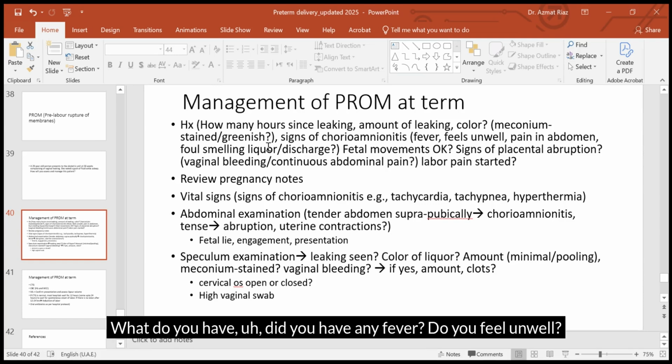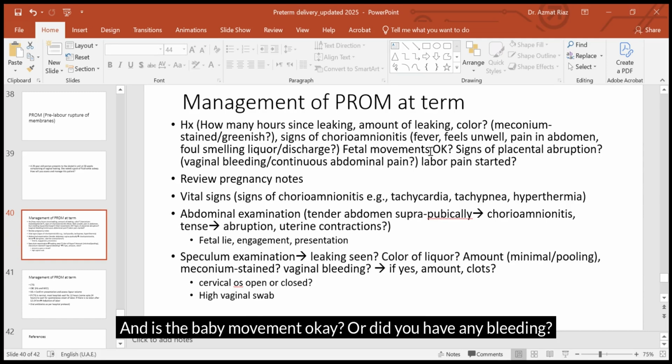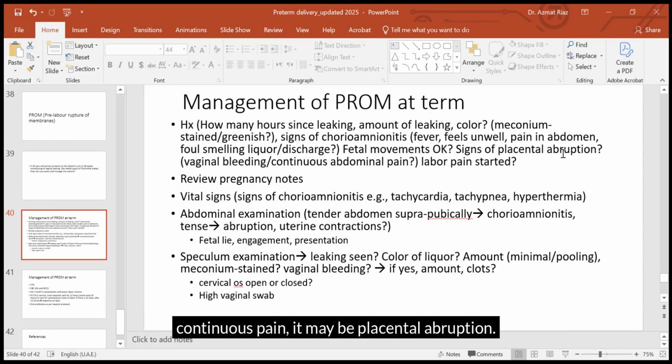Did you have any fever? Do you feel unwell? Do you have pain in the tummy? Did you notice any foul smelling discharge or fluid? And is the baby's movement okay? Or did you have any bleeding? Is the pain continuous or is it coming and going? Because continuous pain may be placental abruption. Labor pain, we know, comes and goes.